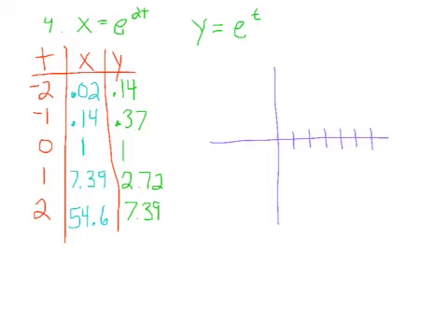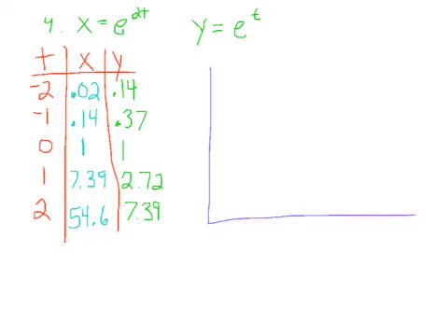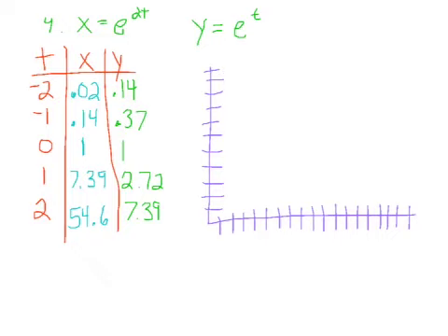This graph has to go all the way to 54, and it doesn't look like our x values go below 0, so I am going to redraw this graph like this. All right, let's start plotting our points.